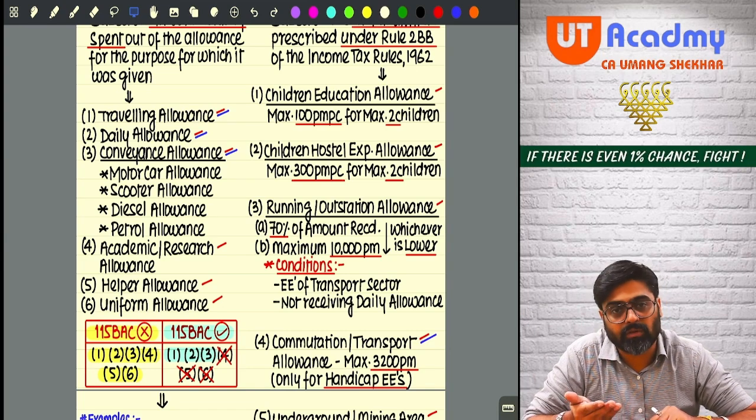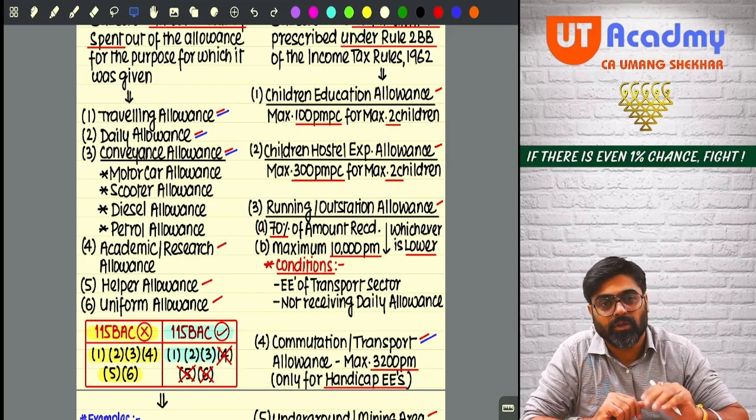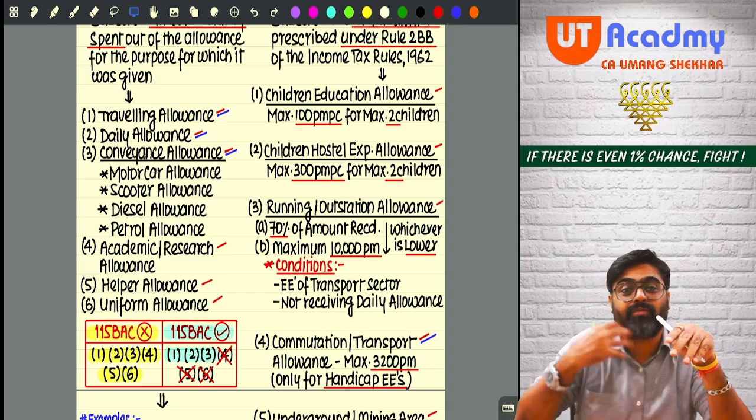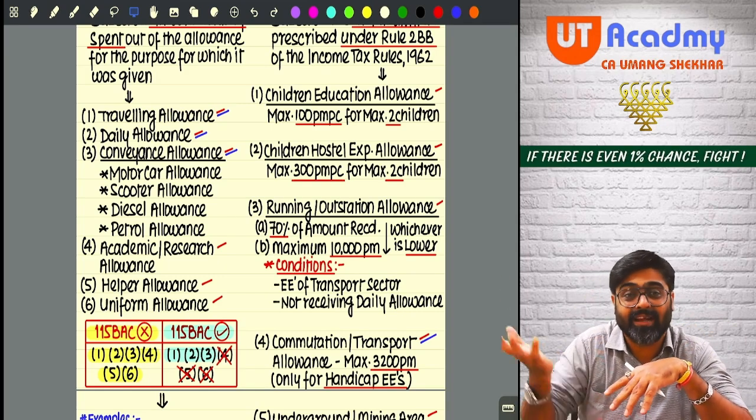Now this type of allowance is given to the employees so that employees get the money to get themselves educated, get some knowledge.